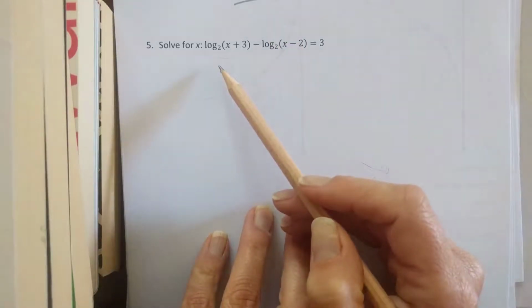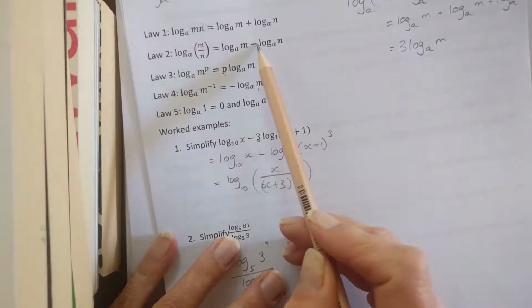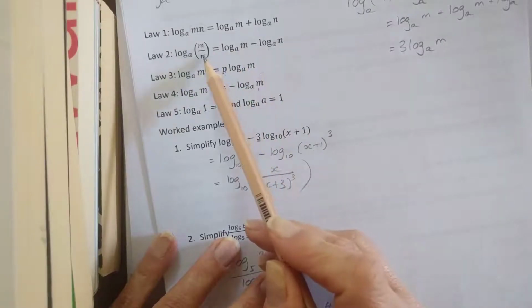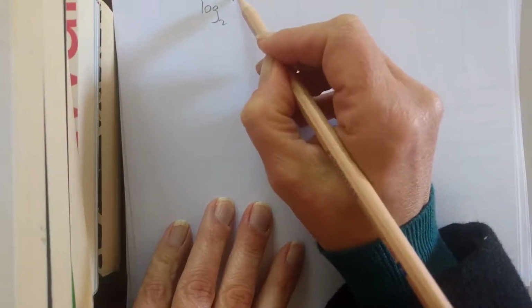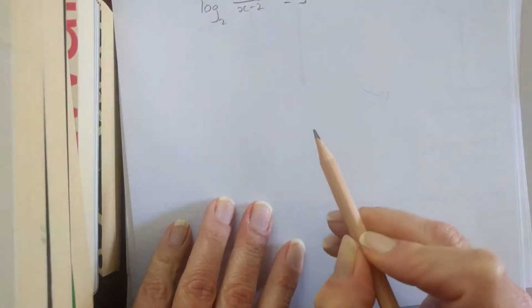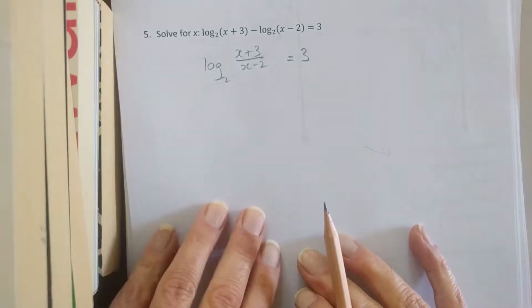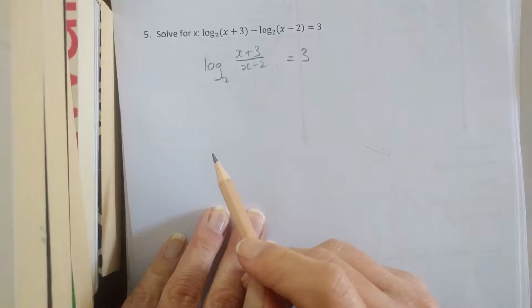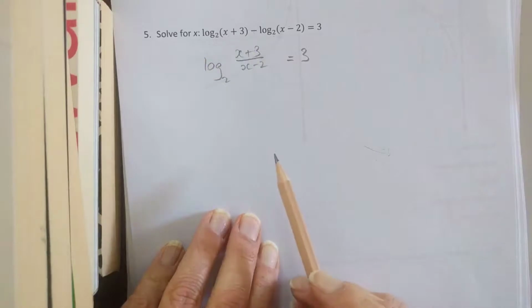So on the left, I've got a subtraction in the middle, so I'm going to go back to my second log law, which tells me that if I've got a subtraction, then the two arguments are going to be divided. So I'm going to rewrite this as log, and they're both base 2, of x plus 3 over x minus 2, and it's still going to equal, I haven't done anything to the right-hand side, it's still going to equal 3. Sorry, I just realised you can't see that. There you go. Okay. Log base 2 of x plus 3 over x minus 2 equals 3. And I've divided because of this subtraction in the middle.